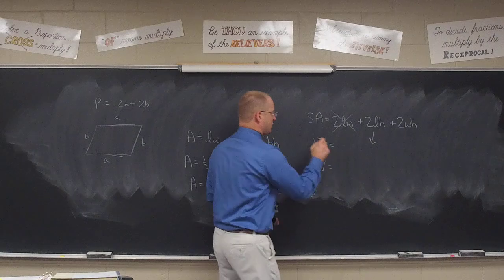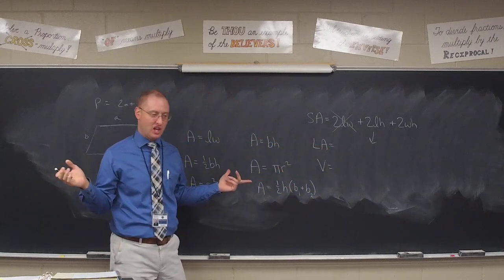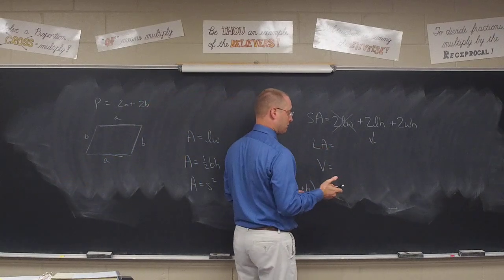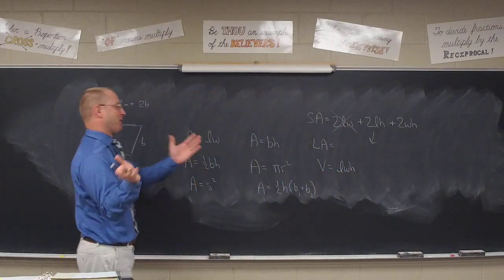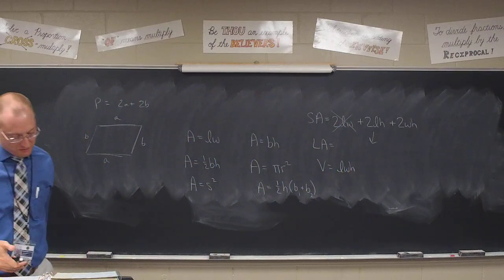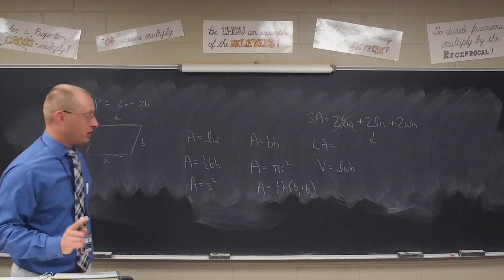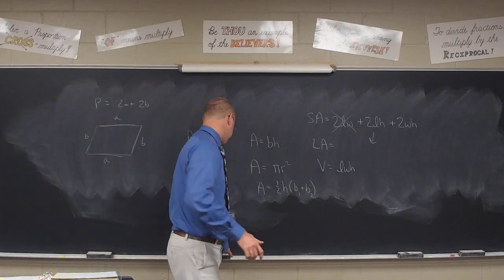What about volume? This is actually really easy. The volume of a box, class? No, just LWH. LWH, multiply them all together. LWH, mash them all together. Length, width, height, just multiply it all. For a rectangular prism.